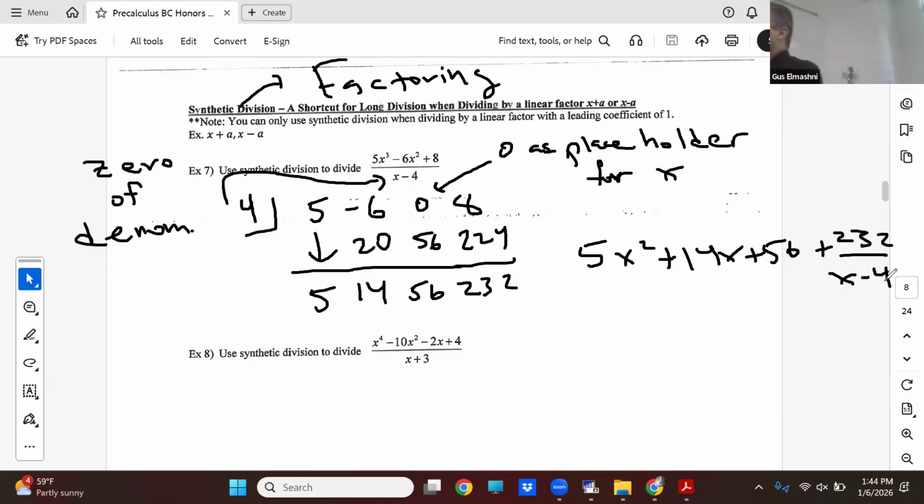Sometimes I do like synthetic if it's a simpler process like this, as opposed to the box method. Sometimes I do like it. I won't do an example. I'll let you guys do it on your own. But hopefully that review makes sense there.